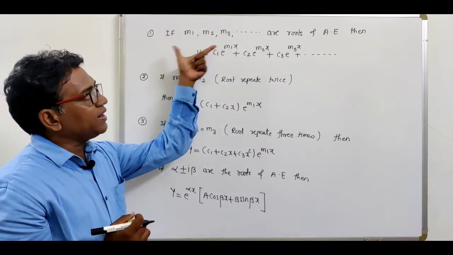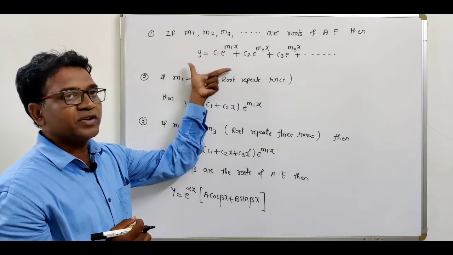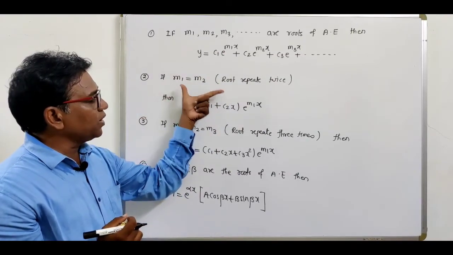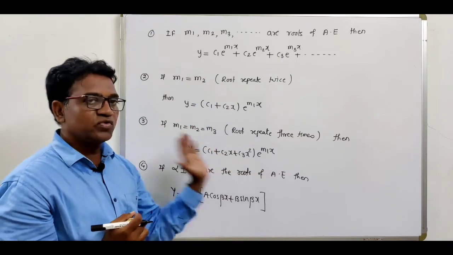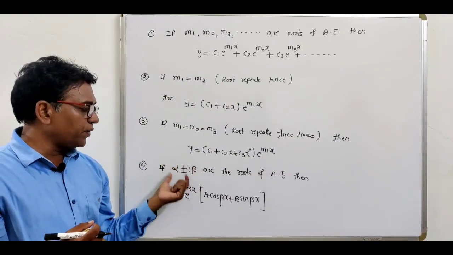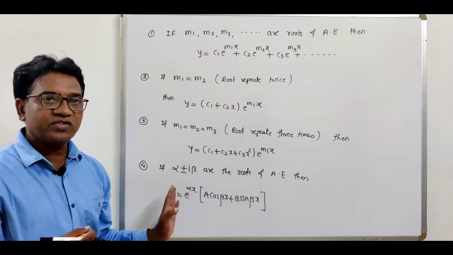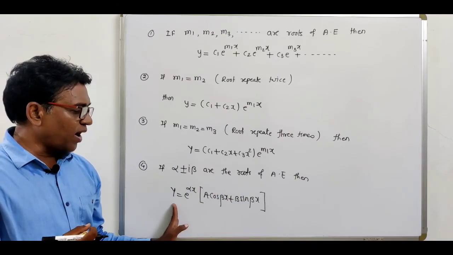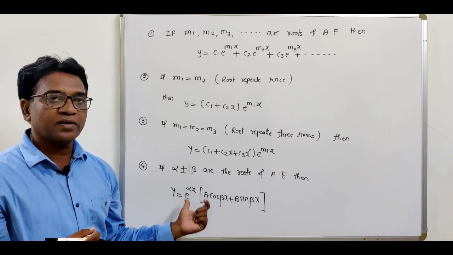If m1, m2, m3 are real and distinct roots, then this is the formula for finding the solution. If the root repeats 2 times or 3 times, then this is the formula. And if alpha ± i beta are the complex roots of the auxiliary equation, then its general solution is given by y = e^(alpha x) (a cos beta x + b sin beta x).